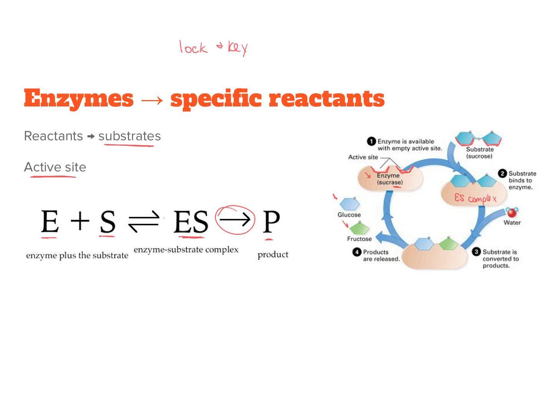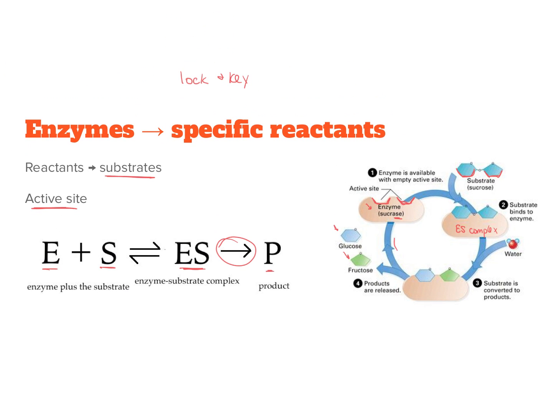If you're breaking things apart, you could end up with multiple products. If you're building something, you could potentially end up with one product. Now that product gets released from the enzyme, and the enzyme can be reused to bond another sucrose molecule. So this enzyme could go back, and we can see this is a cycle. It gets reused, and it could bond another sucrose.